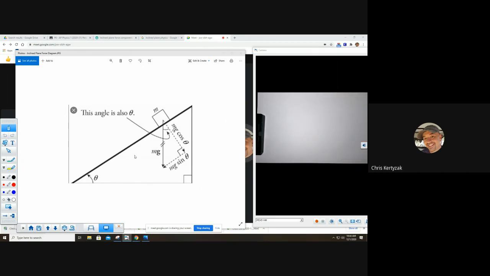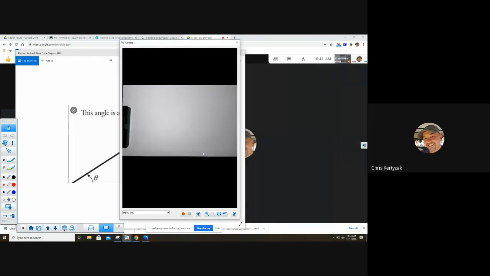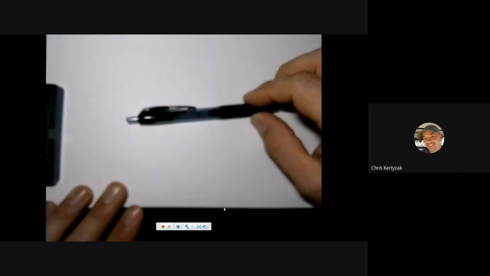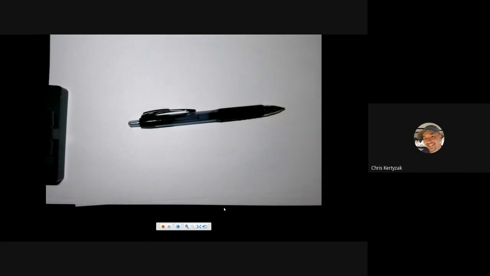I'm going to expand my writing screen, just see if my camera can focus in on my pen. Sometimes it takes a moment for the focus. There it goes. Okay.